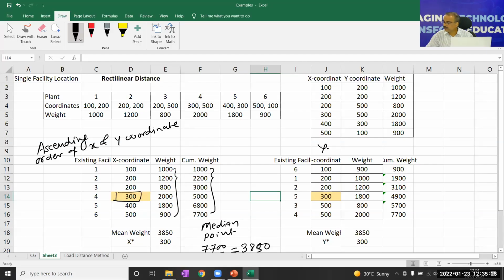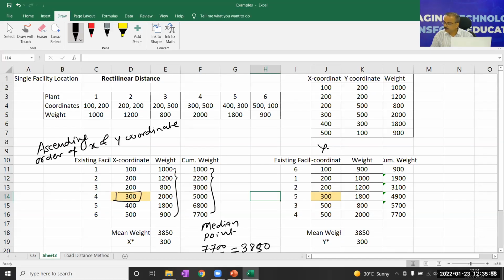So you have to arrange it in an ascending order, and again you have to find the cumulative weight. That means you have to locate the median point. So as far as the median point value is concerned, again it gets to 3850. And now if you look at this point, it appears between 3,100 and 4,900. And since 3850, we will look at the higher value, which will be close to 4900. So the Y coordinate will become 300 and 300.